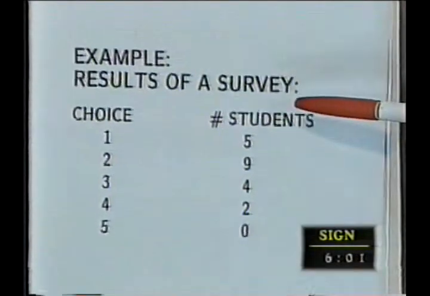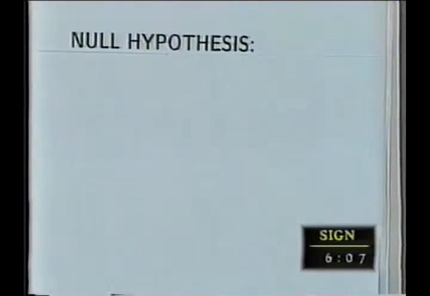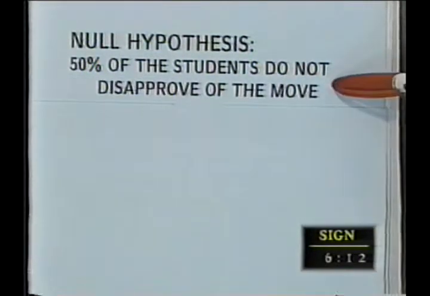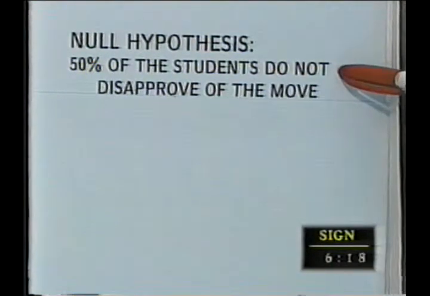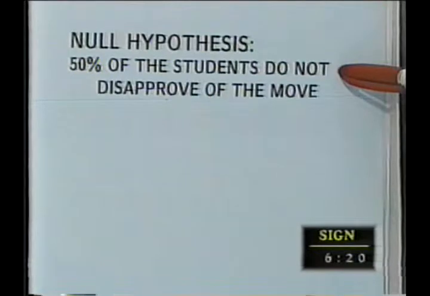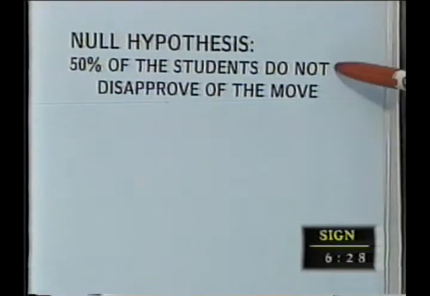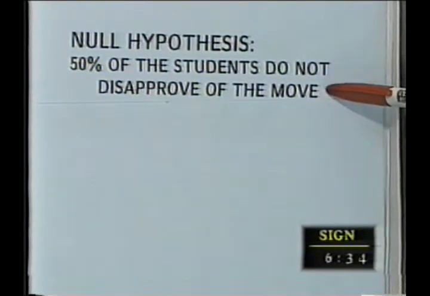Okay, this is the data, and the administration wants to test their null hypothesis that 50% of the students do not disapprove of the move. Evidently they want to do this thing, and they want to justify it. So they're making a test of the hypothesis that 50% of the students do not disapprove of this move, which means it's a good move. Right? So the null hypothesis is that if you pick any student at random, there's a 50% chance that he or she will not disapprove of the move.